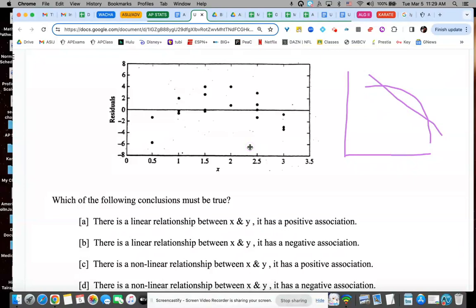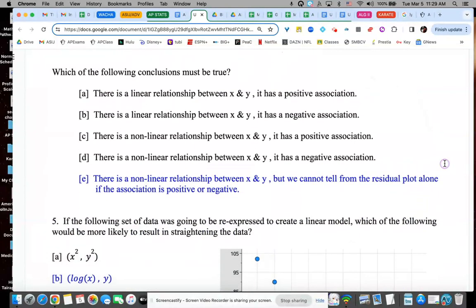So the same residual plot can come from a couple different looks on the actual scatter plot. So we don't know from just the residual plot whether it's a positive or negative association, but we do know it's nonlinear. So that's why E is your answer.